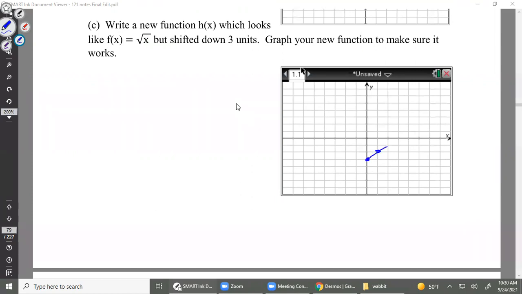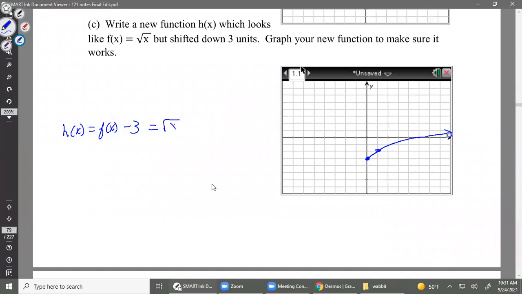And we get a graph that kind of looks like this, something around there, with a square root function. And what I'm doing is taking my entire function and moving it down 3. So my h of x is my entire function, but moved down 3 units. And so if I'm plugging my function in, I get the square root of x minus 3.